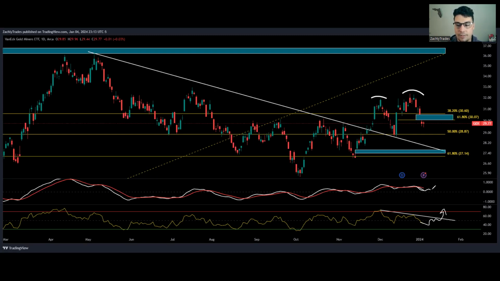We also would want to see the MACD cross back above the red line here, okay? And that would be, a sign of, a bullish MACD crossover as well. All right, so those are some of the things that you want to look out for potential signs of strength.